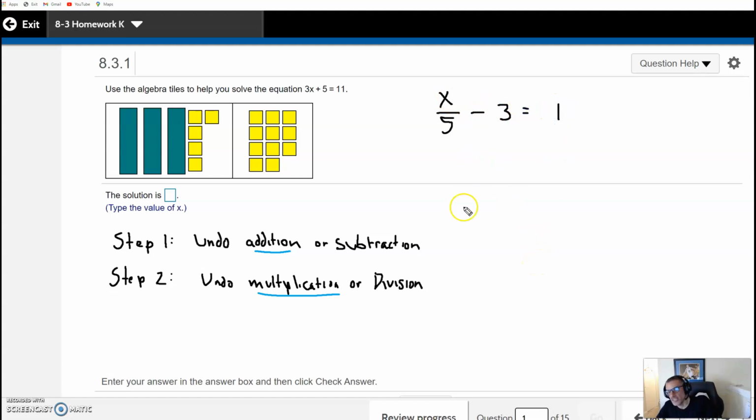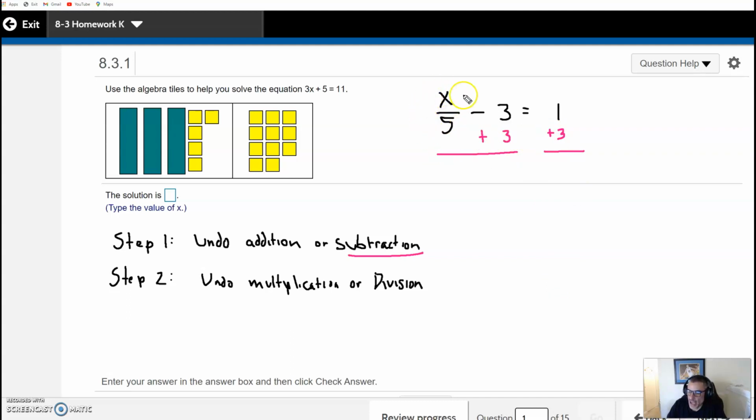Okay, so notice this time, look at step 1. It says undo addition or subtraction. Well, this time I'm subtracting, right? I have a minus 3 here. So step 1 says to undo it. So the way I undo subtraction is by adding 3 to both sides.